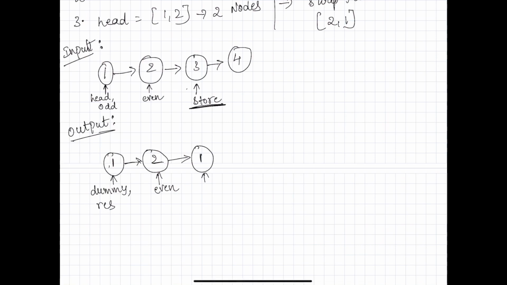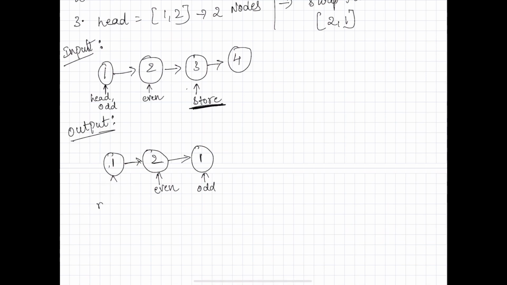This is going to be odd. Then what we are going to do, we are going to do the same operation again. Since we have stored this in the store, we are going to change these pointers. Then okay, I missed a step. Let's discuss one more step here.